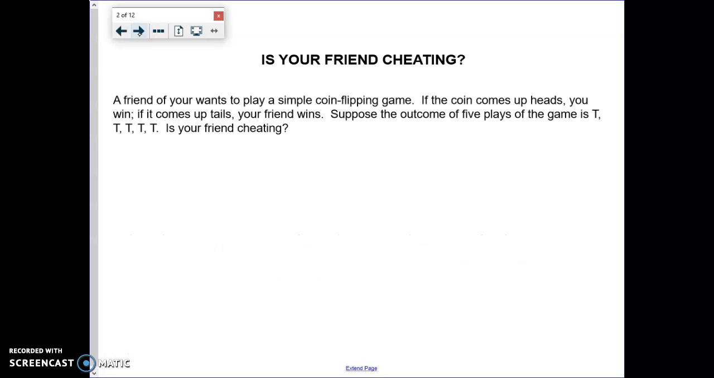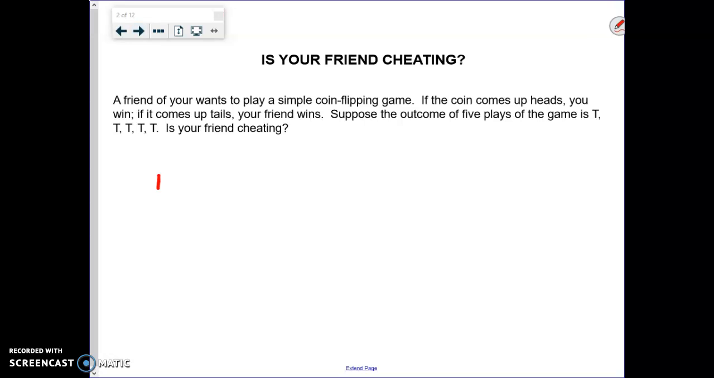So we're going to start off with a little example here. Let's say, for instance, a friend of yours wants to play a simple coin flipping game. If the coin comes up heads, you win. If the coin comes up tails, your friend wins. Now, suppose the outcome of 5 plays of this game is tail, tail, tail, tail, tail. In other words, 5 tails. Is your friend cheating? Well, ladies and gentlemen, at the heart of this problem is why we do hypothesis testing.